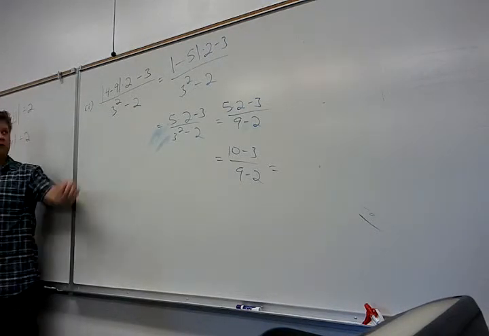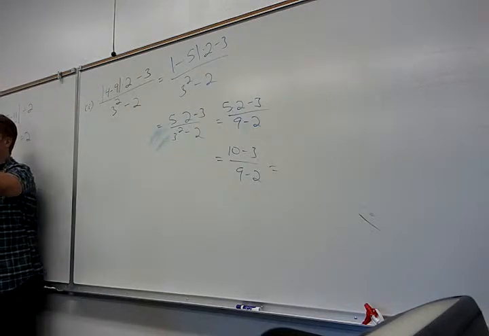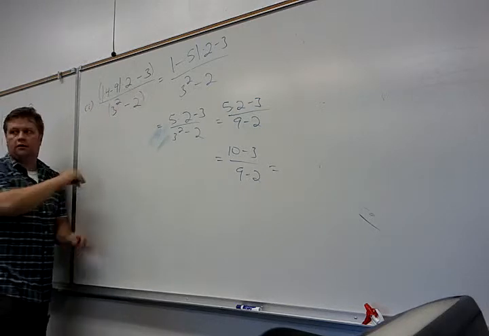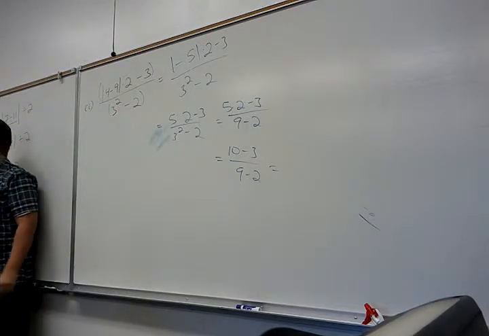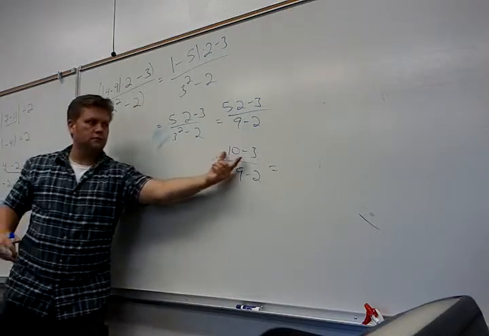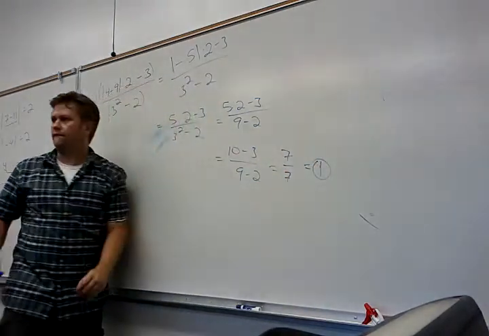What's the last thing I do? Even from the beginning, what's the last thing I would do? Division. Division in this case, right? Because it's the bar. It assumes that there's parentheses around there. With me? So what's the top? 7. What's the bottom? 7. 1. Yeah.